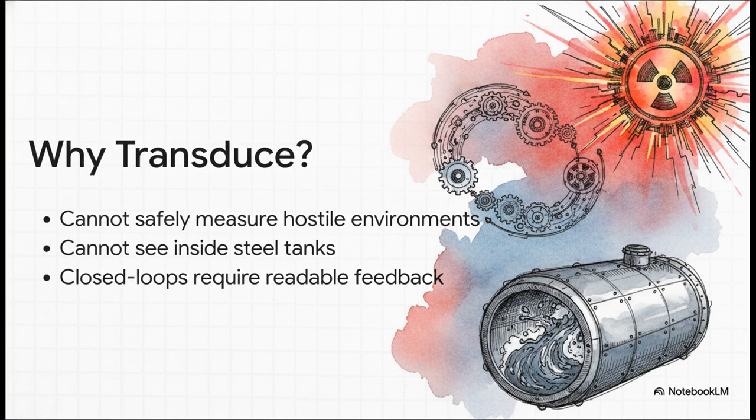In automated closed-loop systems, the system needs constant readable feedback to even function. Simply put, you cannot control what you cannot measure. So since we can't measure these things directly with our own senses, we absolutely have to have a device to step in, grab that physical data, and convert it into a safe electronic format that a computer can rapidly process.